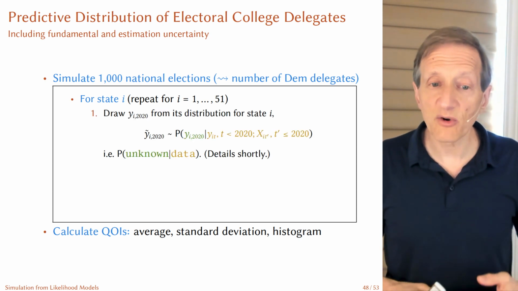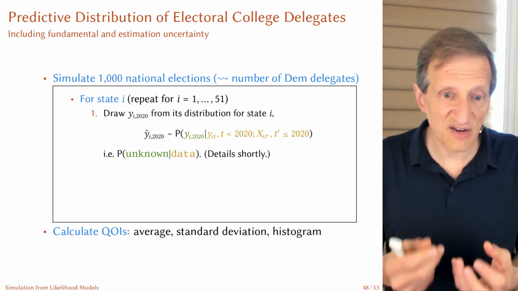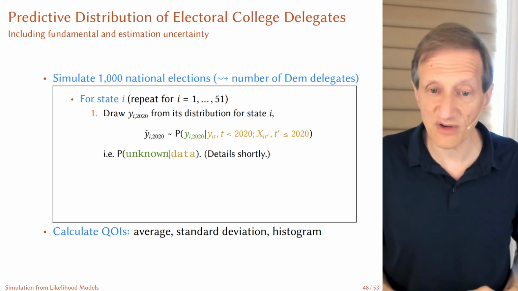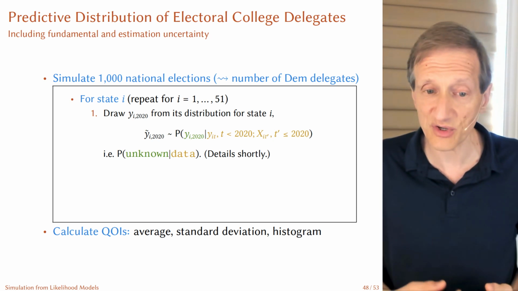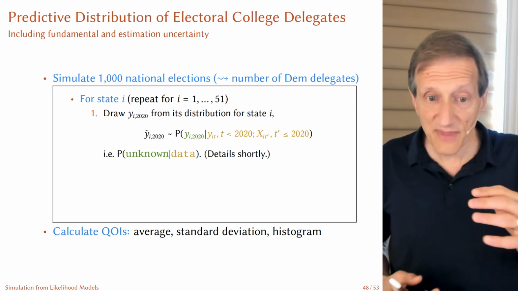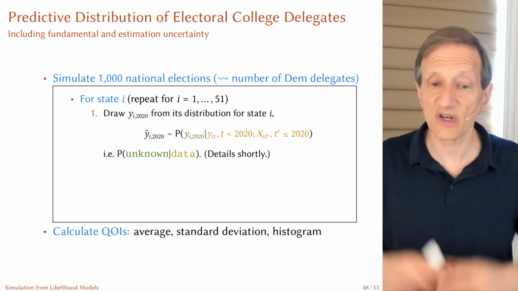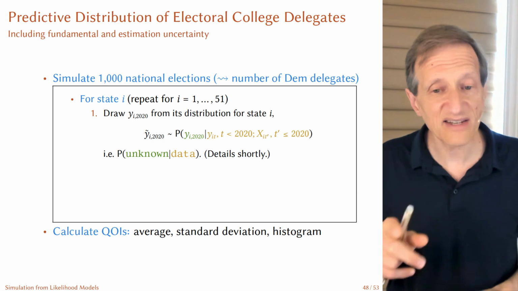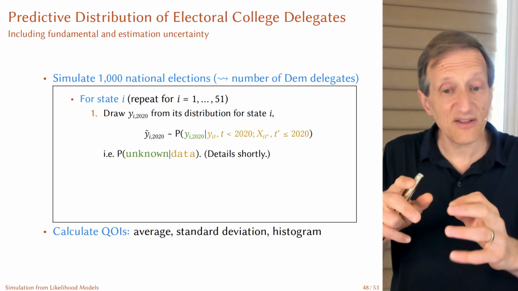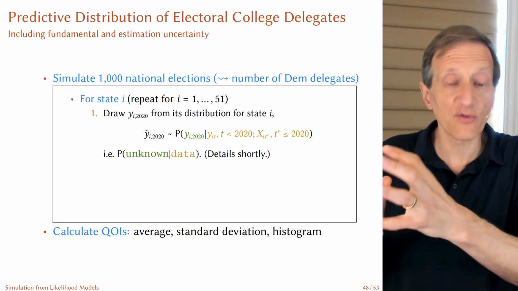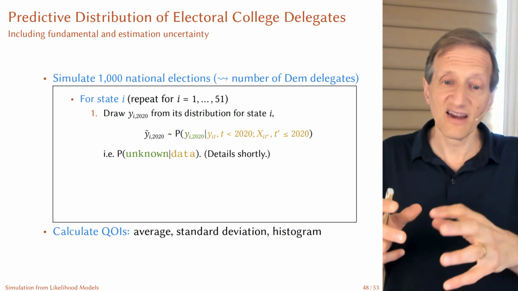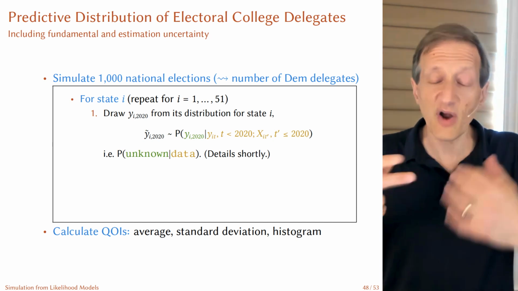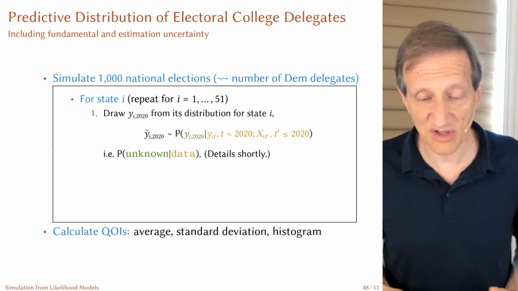For state i, and we're going to repeat this for all 50 states and the District of Columbia, instead of a predicted value, we're going to draw y sub i for 2020 from its predictive distribution for state i. If you look at this formula, this is the predictive distribution of y_i for 2020. There's a tilde on top because we're going to be simulating from that predictive distribution. It's P of that thing given what? Given all the previous data: the previous outcome data y_it, as well as the explanatory variables for all the previous years and for this year, but not y_i for 2020, because that's the thing we're trying to predict. This is the probability of the unknown given the data, which is the predictive distribution.